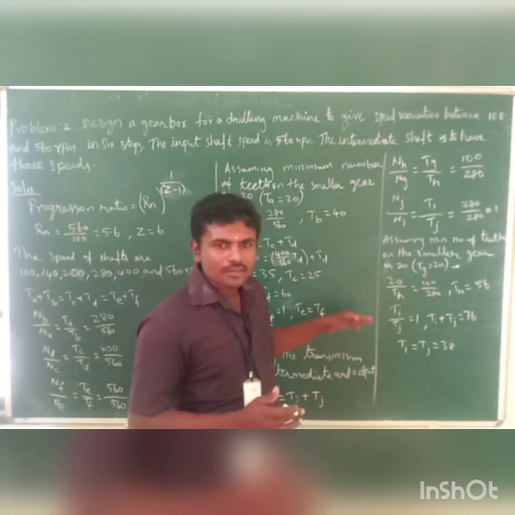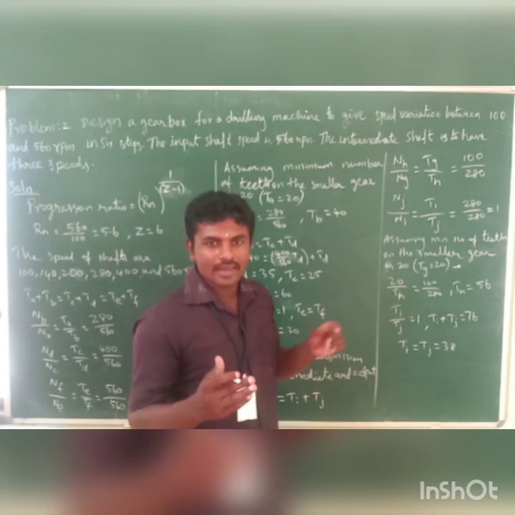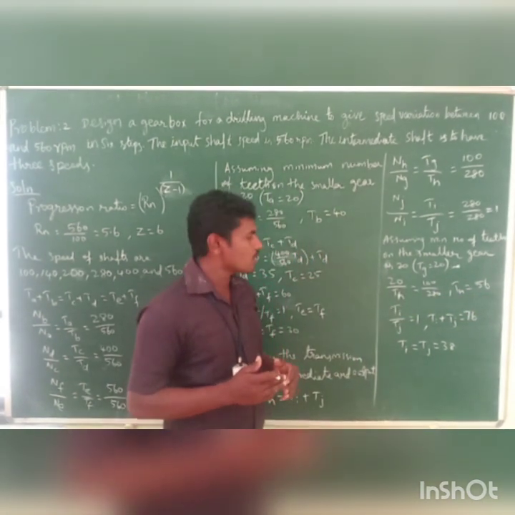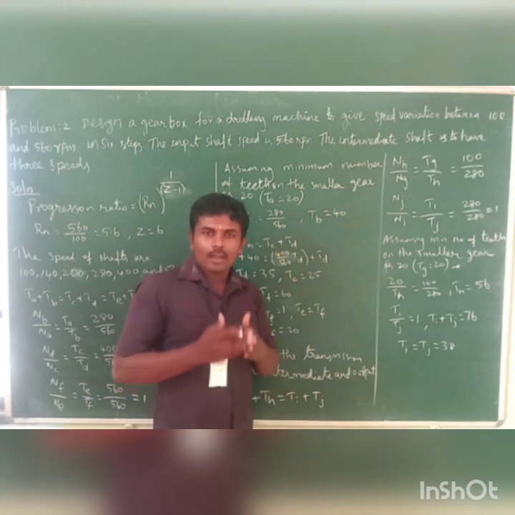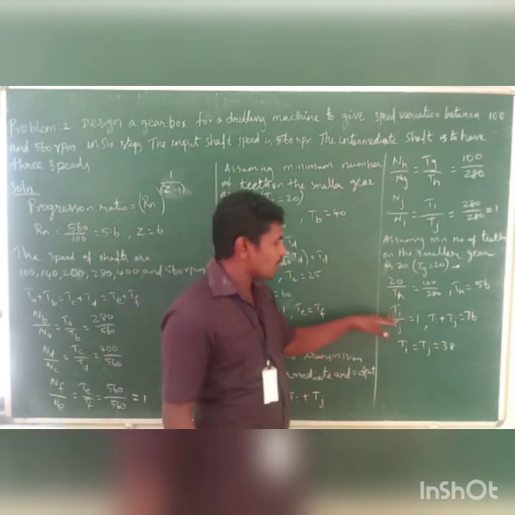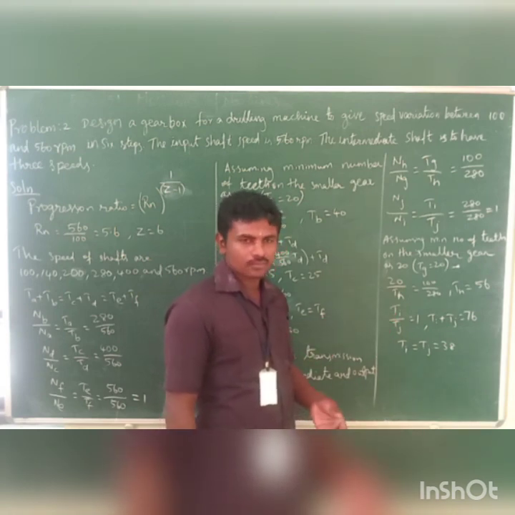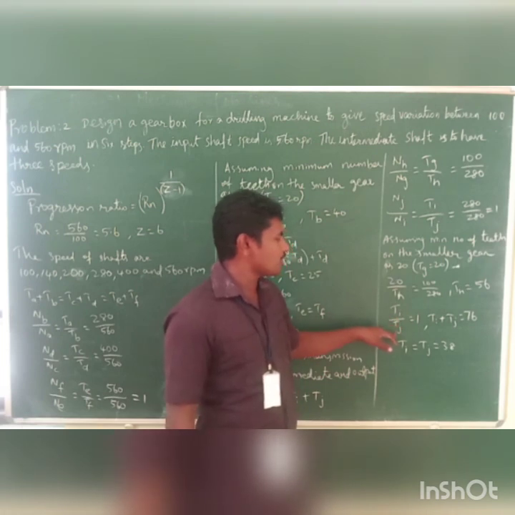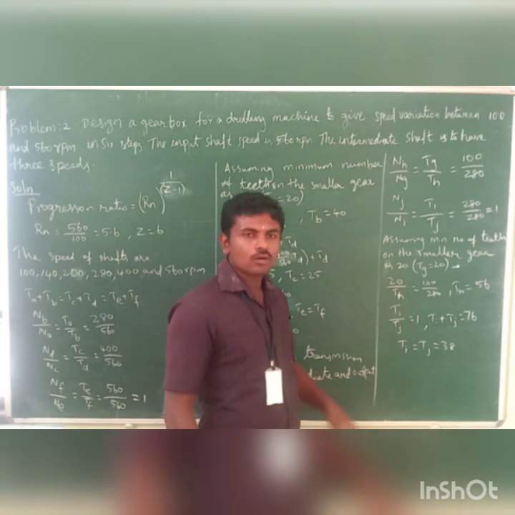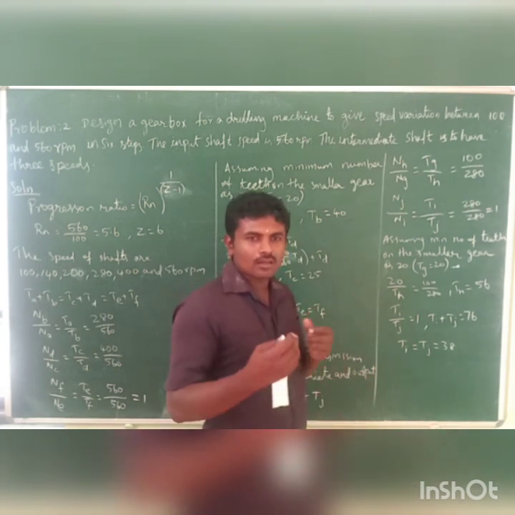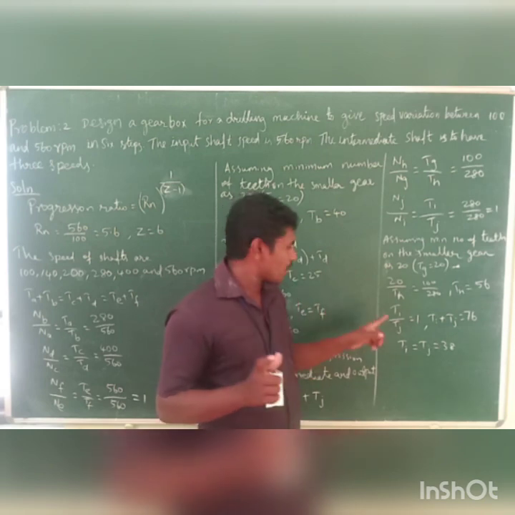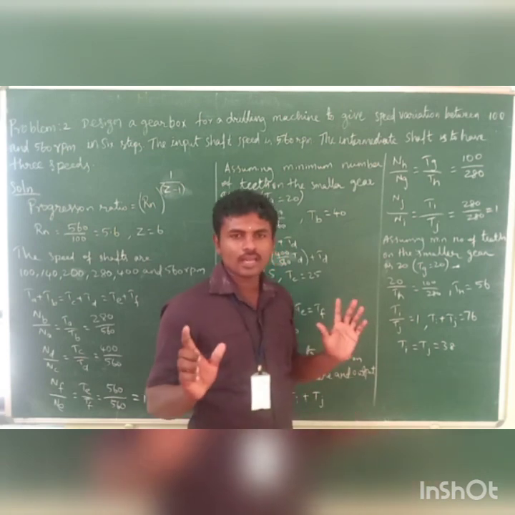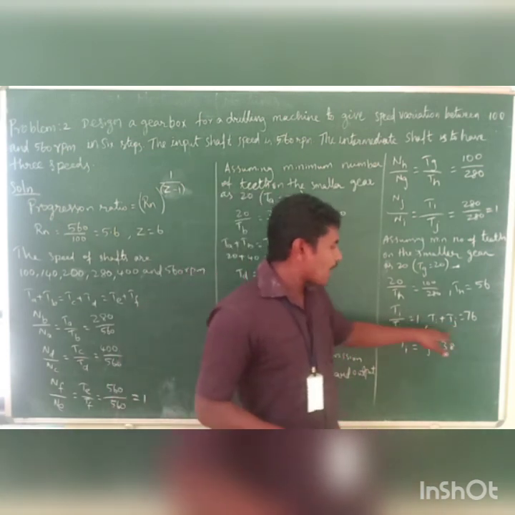The intermediate gear TH has 56 teeth. After finding the number of teeth for gear H, we need to find the values of TI and TJ. How can you find them? Already we know the speed ratio relation, TI by TJ equal to 1, right? So both values will be equal. TI equal to TJ, that we can say directly.